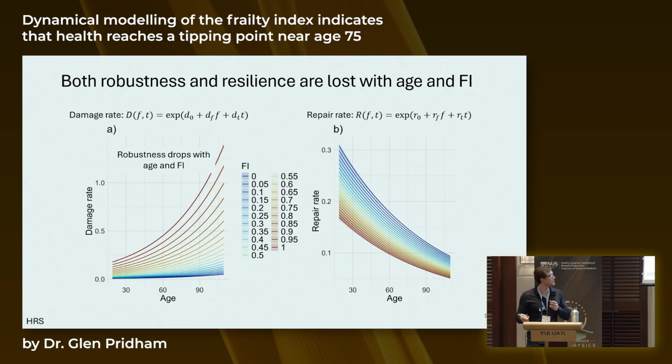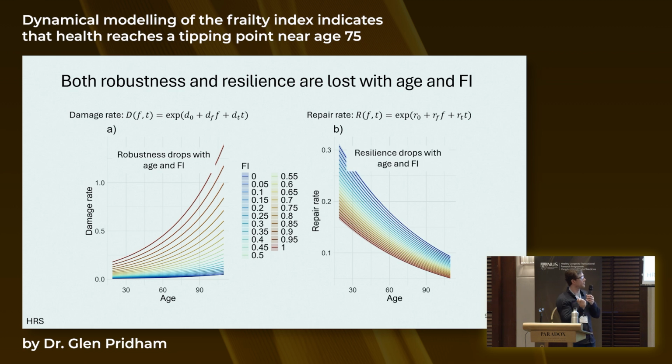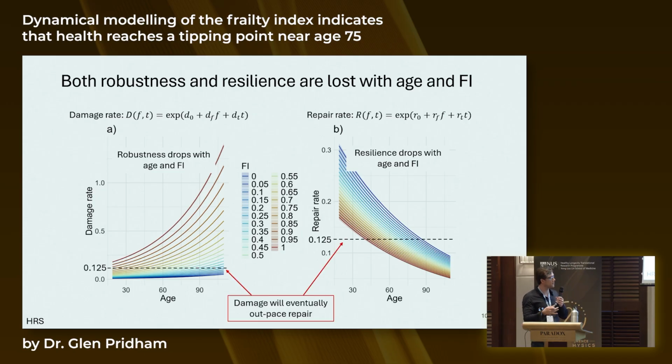Okay. So what that looks like is on the y-axis, you've got damage rate. On the x-axis, you've got age. It goes up exponentially with age. And as you go from blue to red, the FI also makes damage rate go up. So we can say that robustness is dropping with age and FI. And similarly, the repair rate is dropping. So resilience is dropping with age and FI. And if you look carefully at the y-axis, you'll see these are going to cross at some point. So at some point, damage is going to outpace repair. And that's probably going to be a really bad thing.